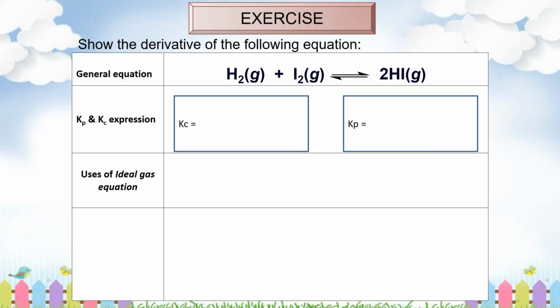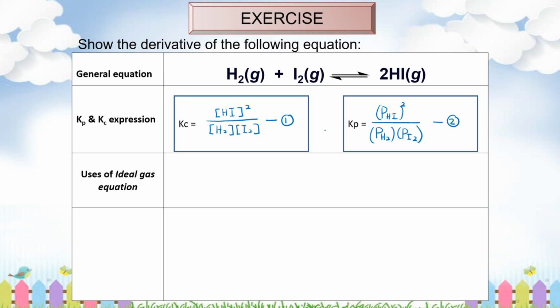For example, we want to derive this for the equation H2 + I2 giving 2HI. First we write the Kc expression: concentration of HI squared over concentration of H2 times concentration of I2. This is equation 1. Then write the Kp expression: partial pressure of HI squared over partial pressure of H2 times partial pressure of I2, and label it equation 2.